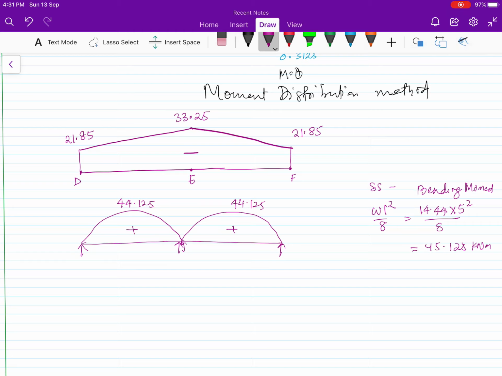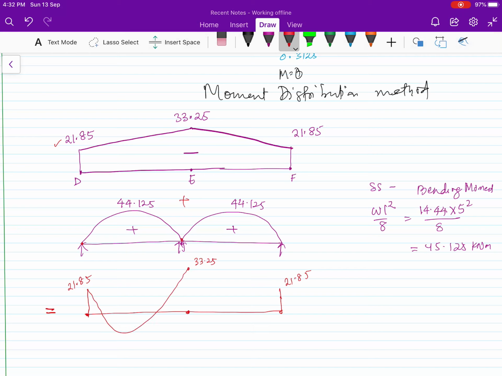So you are going to superimpose the negative and positive moment to get the bending moment diagram. If you add 21.85, here it is 0, so you will get 21.85. Similarly here it is 0, 30.25, and at this end also you are getting 21.85. So this will be your bending moment diagram.